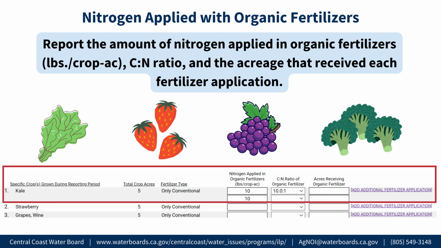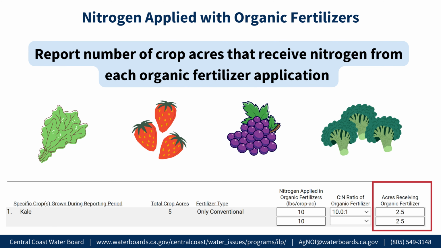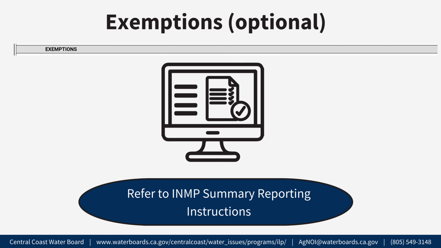Then report the amount of nitrogen in organic fertilizers applied in pounds per crop acre, the carbon to nitrogen ratio, and the acreage that received each fertilizer application. The carbon to nitrogen ratio of organic fertilizer is an optional field. Report the number of crop acres that receive nitrogen from each organic fertilizer application during the reporting period. Exemptions are optional for reporting. For more information on exemptions, please refer to the INMP Summary Reporting instructions.